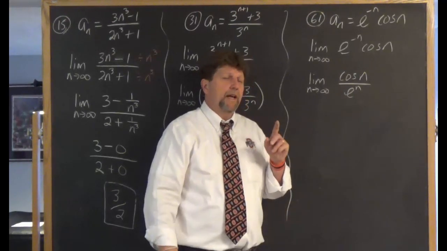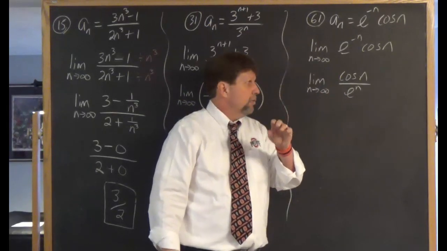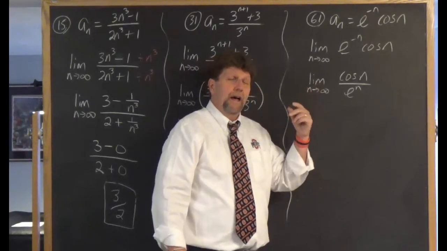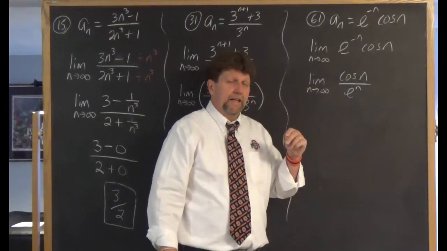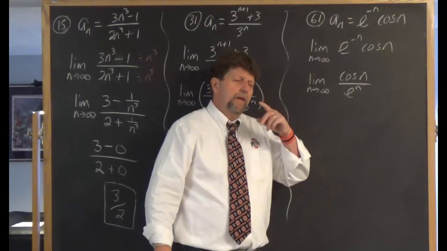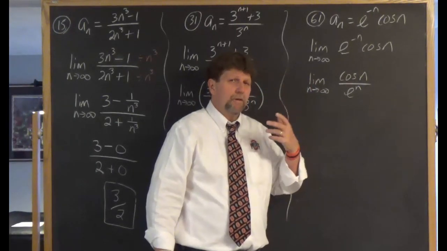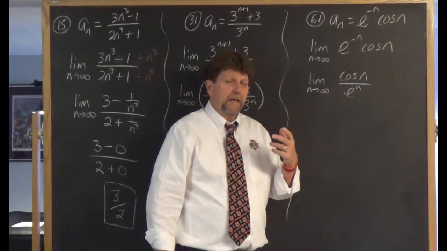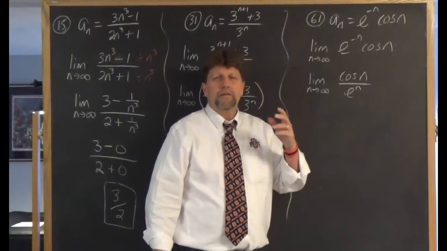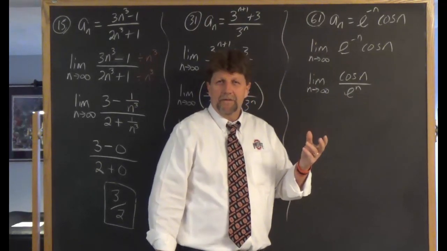I don't think it's going to help to turn this into a function of x, even though the two functions, f of x equals cosine x over e to the x, and f of n equals cosine n over e to the n, would be exactly the same for the positive integers. The point of taking it to a function of x would be to use L'Hôpital's rule, and I don't think that's going to help me, because think about the derivative of cosine x. The derivative of cosine x is negative sine x. And then the derivative of negative sine.